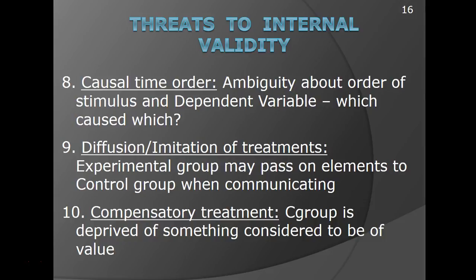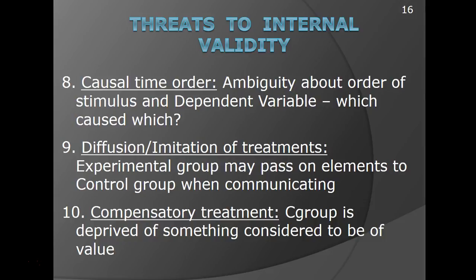Also, there's the threat that these two groups could communicate. They could talk. What if part of the experimental group were just to be talking to the other inmates and telling them what they were learning in the experimental group, and this were to rub off on them, like, hey, yeah, that's pretty good. I might have to try that. And therefore, you have your diffusion, your imitation.